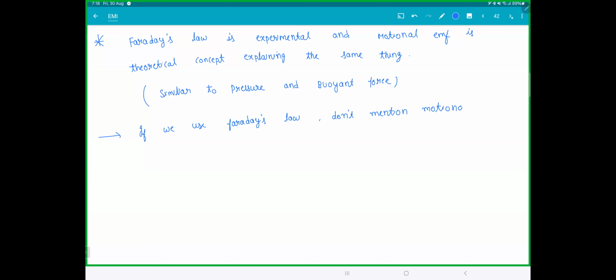Now, which is important? Nothing like that. Both are important because both have a certain kind of restrictions. I'll tell you what those are. And vice versa: if you say motional EMF, don't talk about Faraday's law. Be very careful with that. Don't use both. It's a blunder. The issue is which one is better.